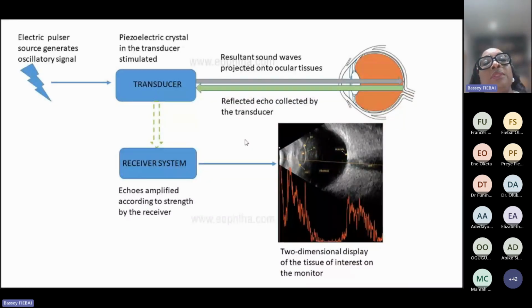So this piezoelectric crystal is stimulated in the probe, and sound waves are projected onto the ocular tissue. Some of it is now reflected back into the transducer as the echo. And this goes into an amplifying system, a receiver system that amplifies that echo and produces a two-dimensional image on the monitor, which is called the echogram. So this is the echogram, and this is the amplifier, which is in the probe as well.